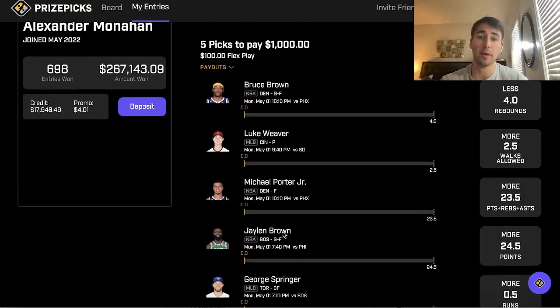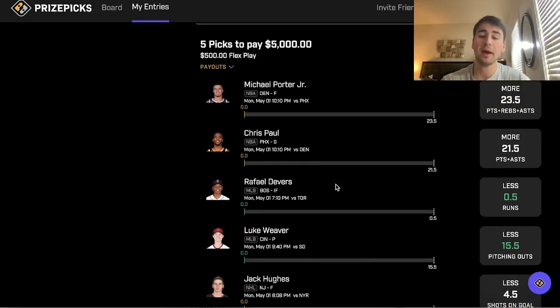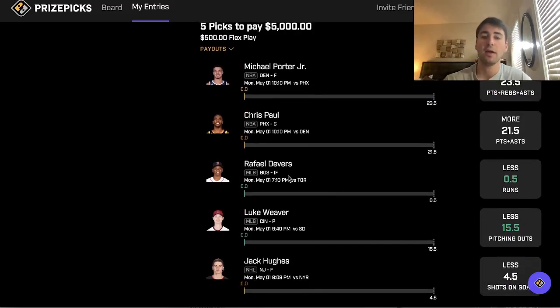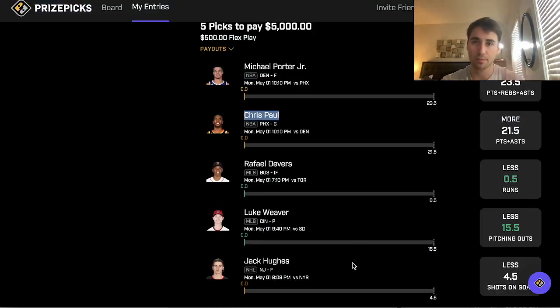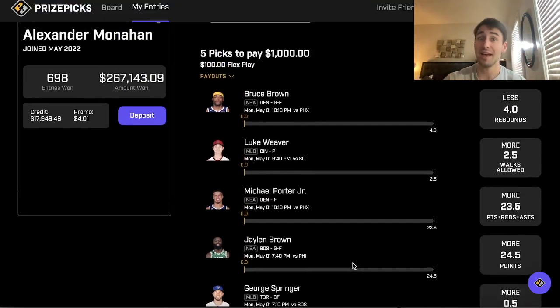So this is the first play I went with, 100 to win 1,000. And then my really big one, I like this play better. Devers to not get a run, Luke Weaver under 15.5 outs, Jack Hughes under 4.5 shots on goal, Chris Paul over 21.5 points plus assists, Porter over 23.5 PRAs. Again, basically all these plays are just from here. They were from the EV tool. I showed that play on Luke Weaver. All the plays found in data. No BS. Just placing bets based off data because I like money, and that's what works.